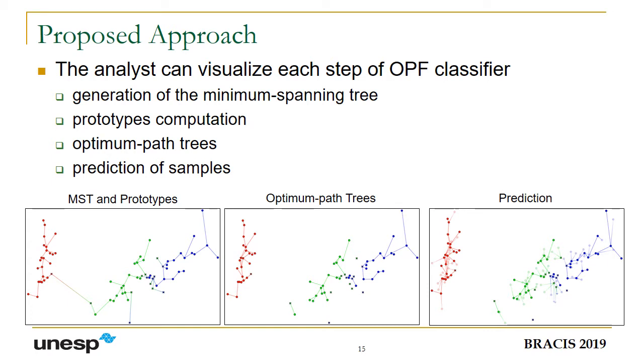We can note the relationship of the prototype between distinct classes, as we showed in previous slides. At the center, we have the optimum-path trees. Here we can note how OPF computed a very concise group. The red is represented by one unique tree. The green and blue, we can see that were split in distinct trees, especially in the boundary of green and blue groups.